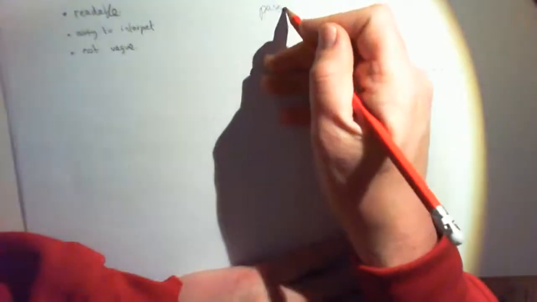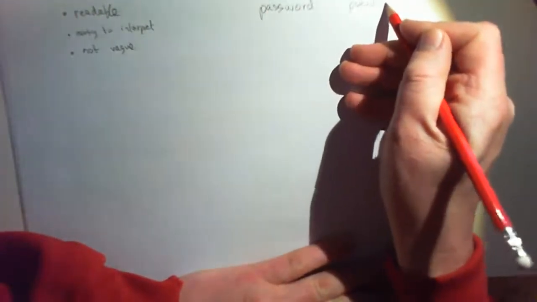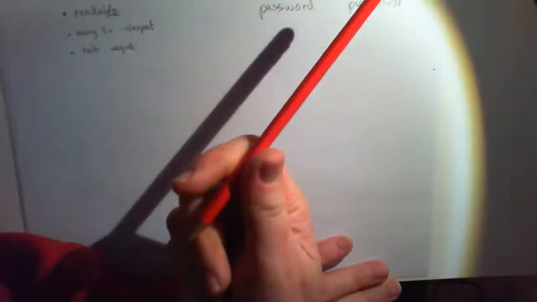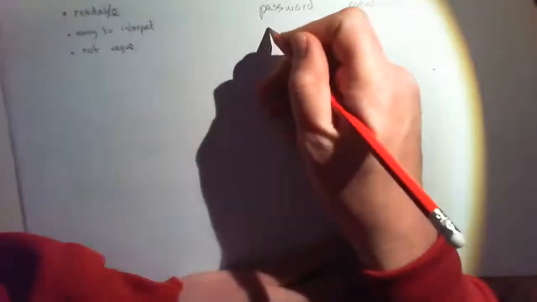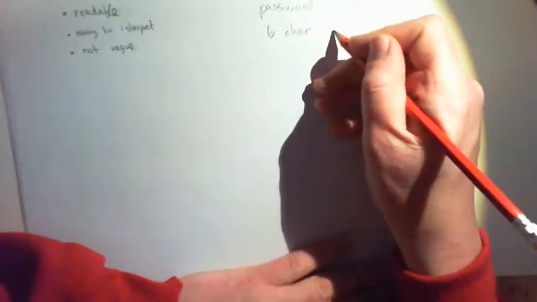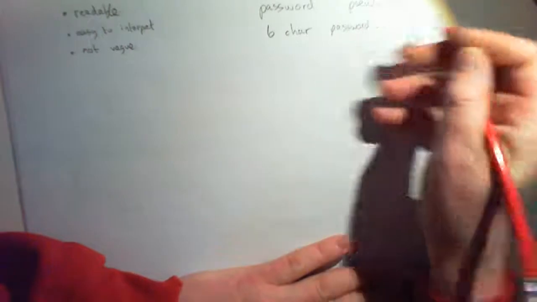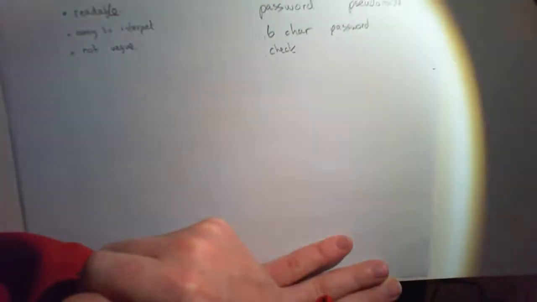So let's have a look at another example. Let's have a look at a password pseudocode. Just for the fun of it, okay? So listen, a user, let's think about it. 6 characters, a simple one, okay? We need a 6-character password. And we need to check. So that's our criteria, that it is 6 characters, okay?